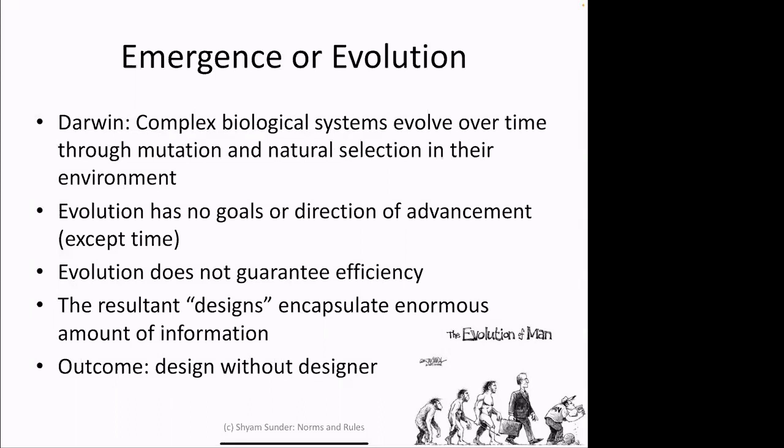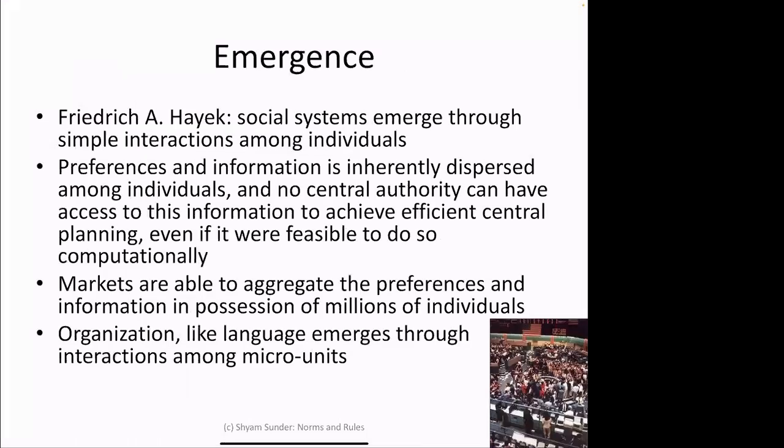I think I mentioned Darwinian evolution earlier, so I won't talk about it anymore. But along these lines, in the social domain, Friedrich Hayek's idea is that social systems emerge through simple interactions among individuals, and preferences and information are inherently dispersed among individuals. No central authority can have access to this information to achieve efficient central planning, even if it were feasible to do so computationally. This is the sense of his 1940s debates with Abba Lerner and others who were arguing for central planning versus Hayek's decentralization argument.